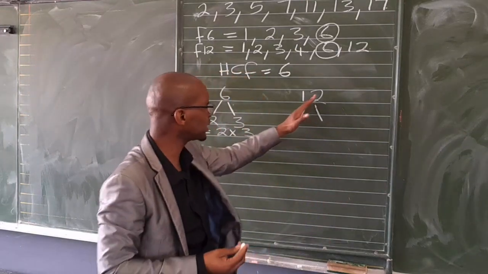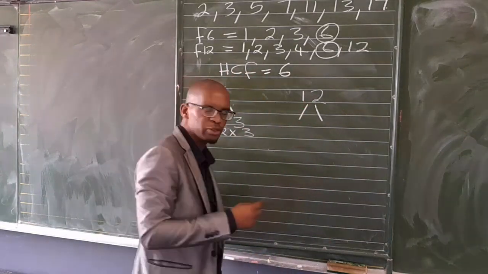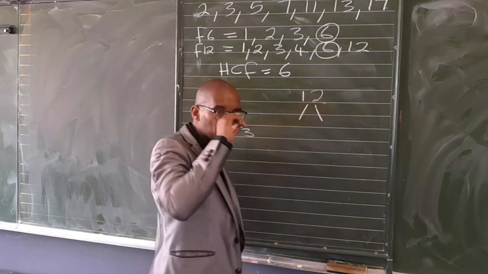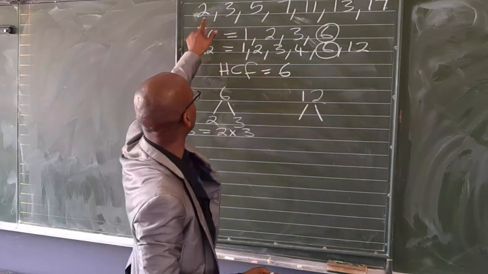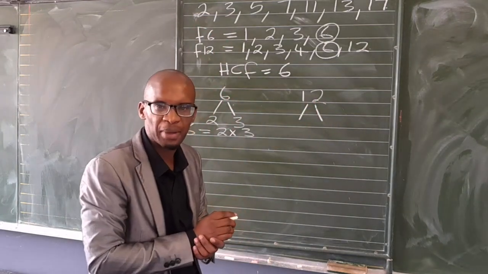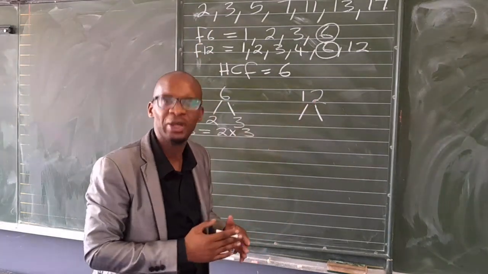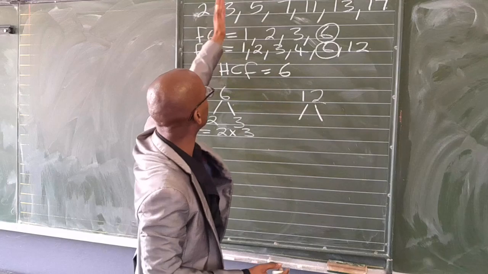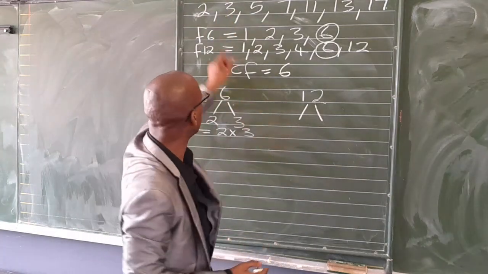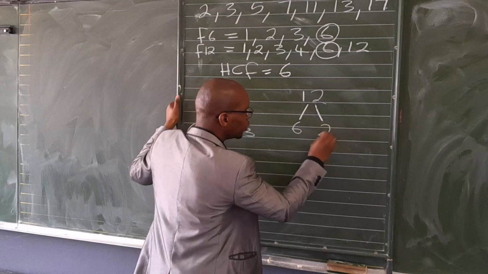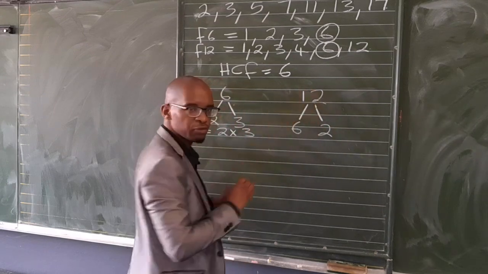Now let's look at the number 12. If we were to write a tree diagram for the number 12, again you ask yourself which two numbers, when you multiply them, would give you the number 12. So usually I try to start with the first prime number, okay? So I ask myself which number multiplied by 2 will give me 12, and if there is no number, I go on to the next number and so on. So I can see here 6 multiplied by 2 will give me 12.